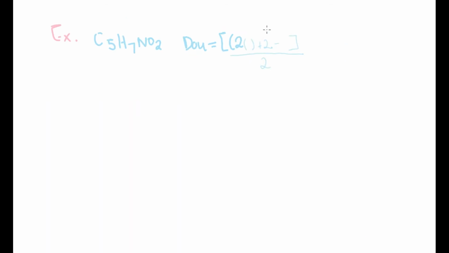So we have 5 carbons, 7 hydrogens, but we have the presence of 1 nitrogen, so we are going to subtract that nitrogen from the number of hydrogens, so we would have 6. 2 times 5 is 10, plus 2 is 12, minus 6 divided by 2, which would be 6 divided by 2, which would be 3. And that is our final answer.